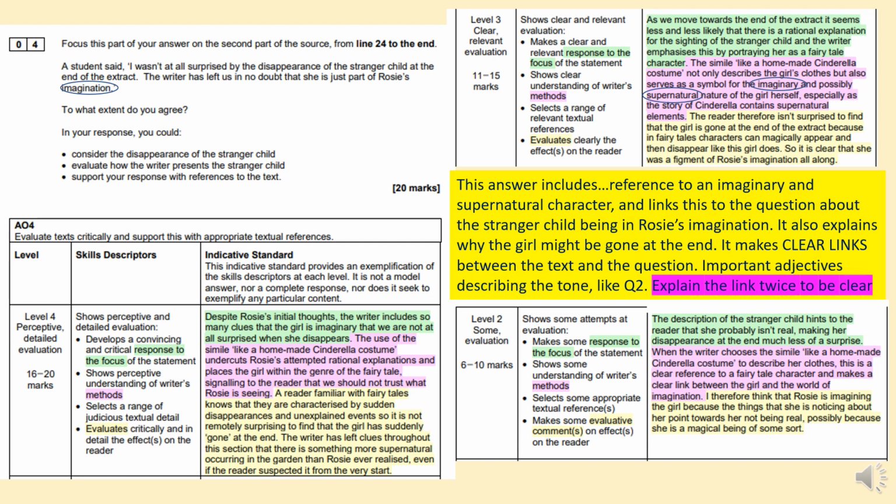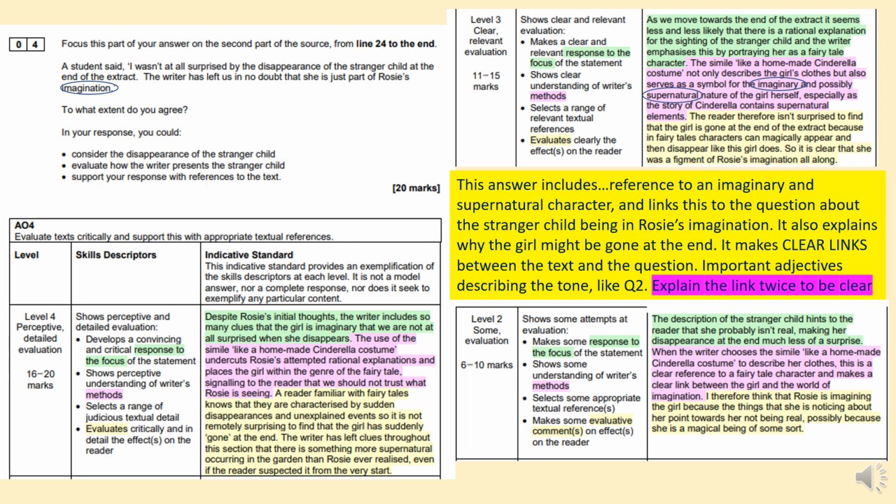You can see in the video that the point that the person who's answered this question is trying to make is in green. The methods and quotations are in pink, and the evaluation, which is the really important part of your answer, is in cream. So the answer includes reference to an imaginary and supernatural character, and both those words are used in the answer, and it links to the question about the stranger child being in Rosie's imagination. It also explains why the girl might be gone at the end. It makes clear links between the text and the question.